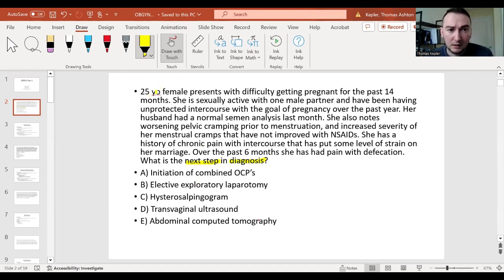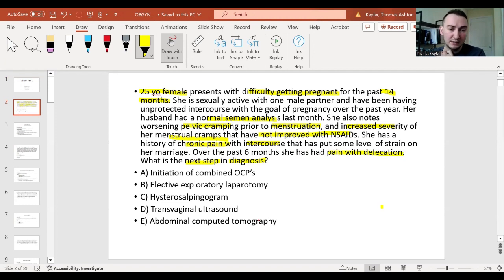Okay, so coming in as a 25-year-old female, she's had difficulty getting pregnant for 14 months. That is a legitimate problem. If it's anything less than 12 months, it's not as much of an issue; they just need to keep trying. She's sexually active with one male partner, unprotected intercourse, and her husband had a normal semen analysis. We know he's not the problem. She's also having pelvic cramping prior to menstruation, increased severity of her menstrual cramps not improving with NSAIDs, and a history of chronic pain with intercourse, as well as pain with defecation.